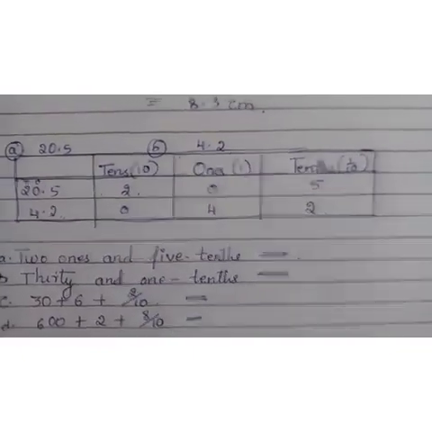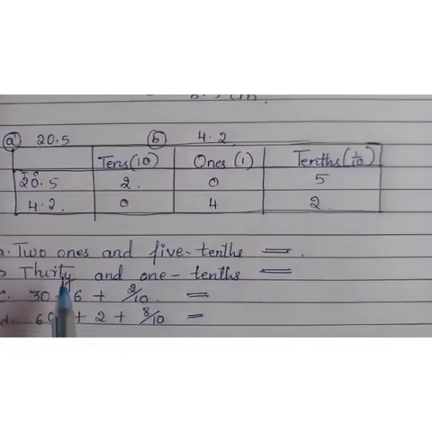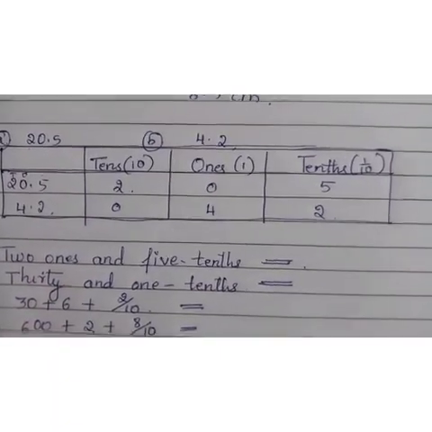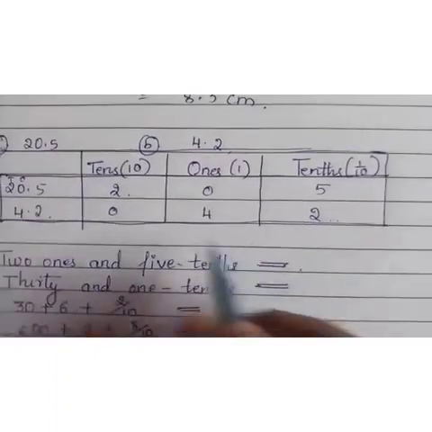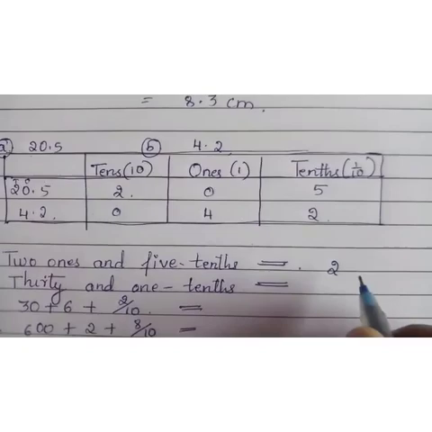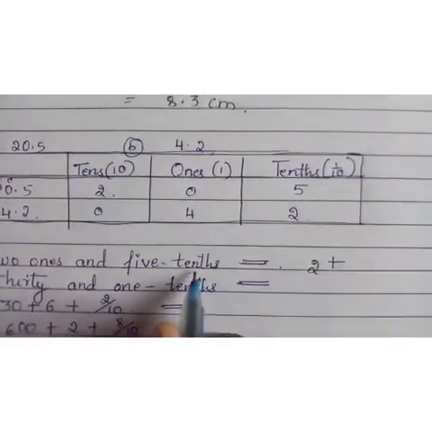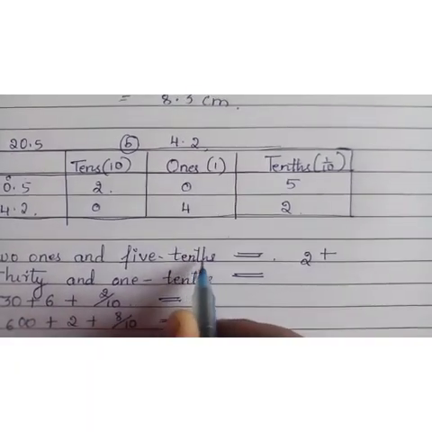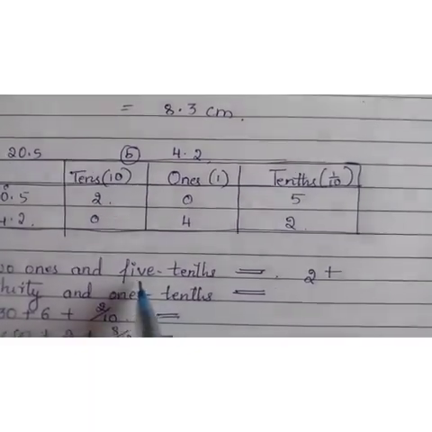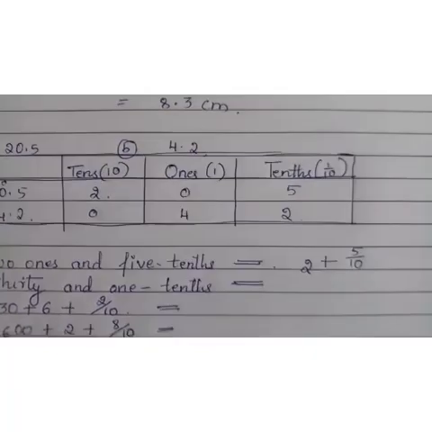Next, we have to write the given number in the form of a decimal. 2 ones and 5 tenths. 2 ones means it is a whole number. In the ones place we have 2. So you will write it as 2 plus 5 tenths, that is a decimal. When it comes to tenths, T-H-S, it means that it is a decimal. 5 tenths, so 5 upon 10.